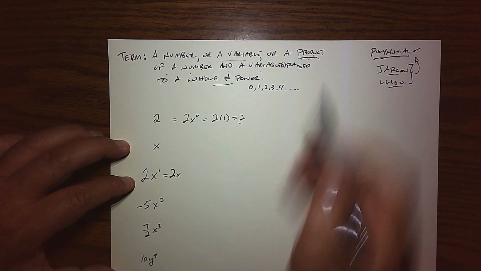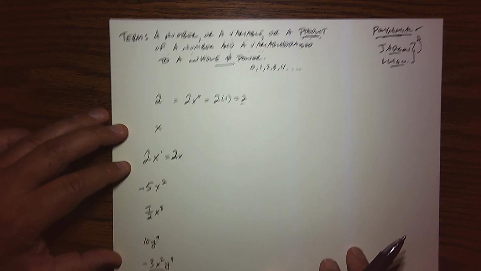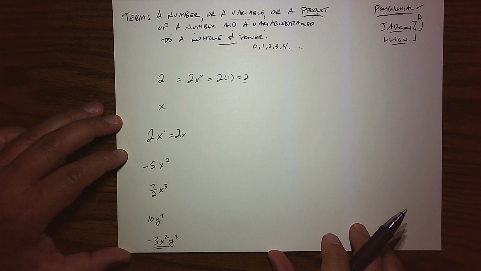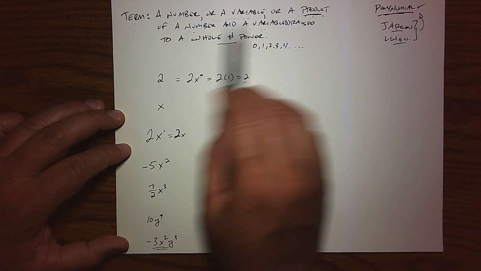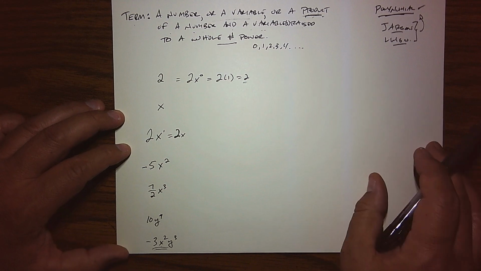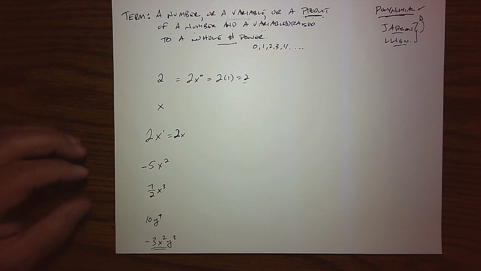So it is a product. This is one giant product of a number, -3, and 2 variables, x and y, raised to whole number powers, 2 and 3 respectively. And I just realized that I am off the table there. Sorry about that. So again, -3x squared y cubed is definitely a term because it fits the definition. It's a product of a number and variables raised to whole number powers. So that's effectively what a term is.